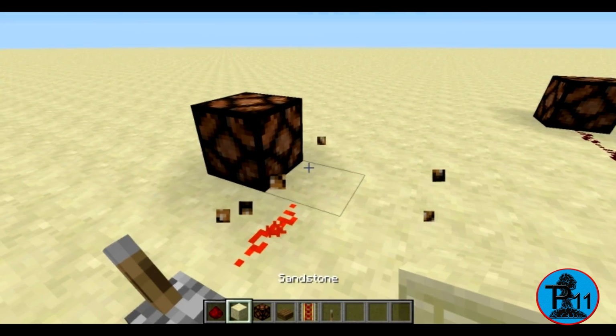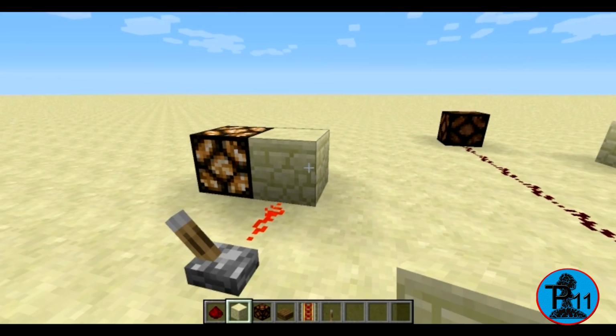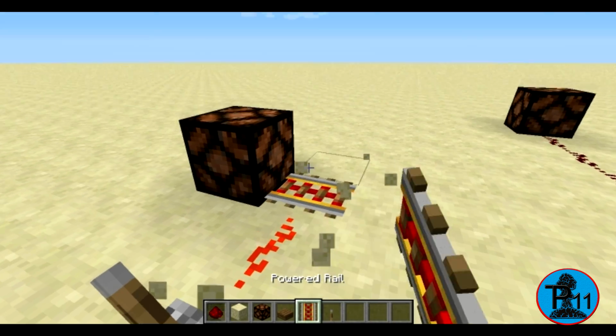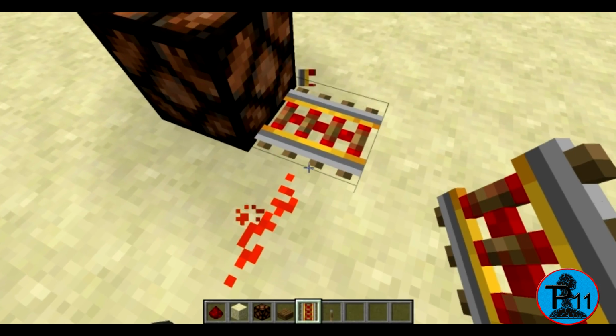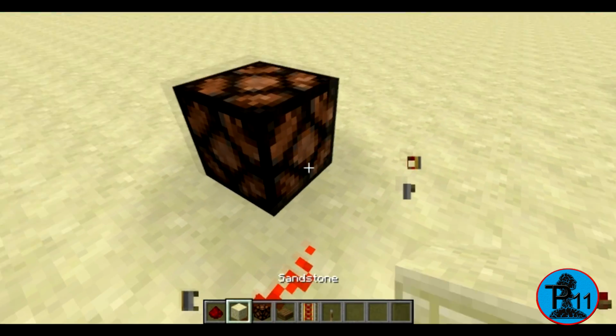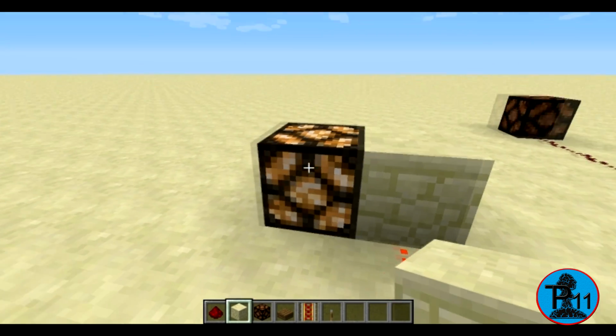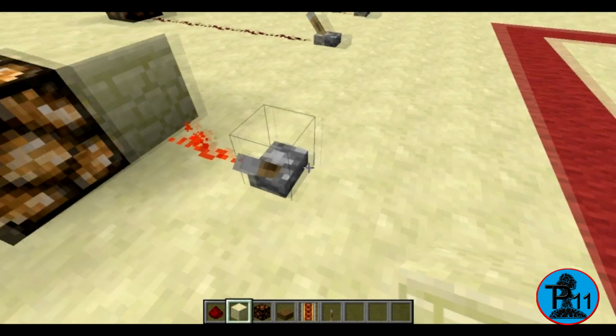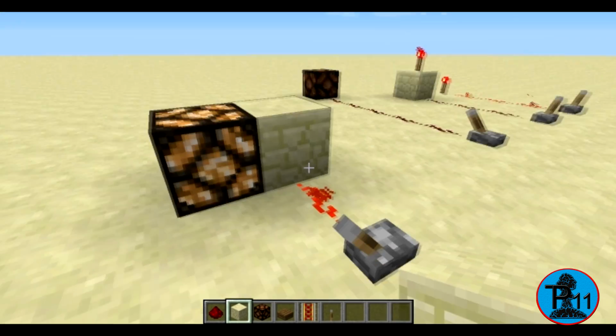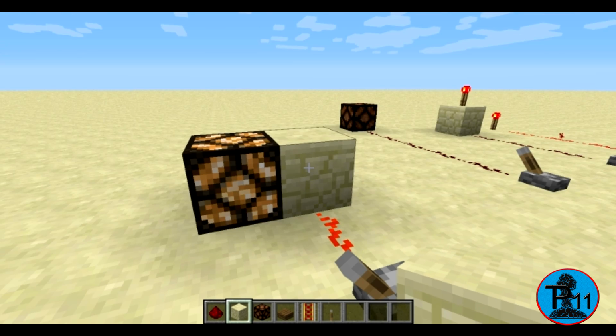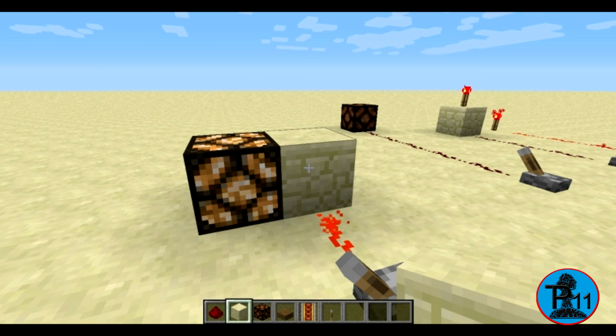Now, if I were to put any other full block here, it would work. If I were to place this here, it doesn't work. This powered rail does get powered, but it doesn't send power to this. If I were to place this here, then it would automatically turn that on. And when I turn this off, the switch goes off. The reason why is because redstone works, like I said, as a full block, and full blocks can register redstone signals.